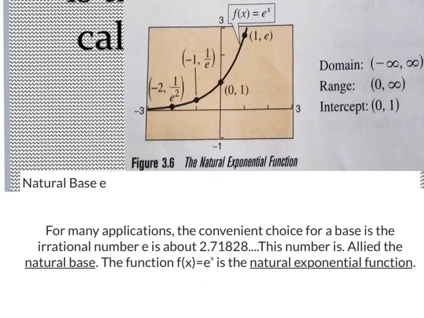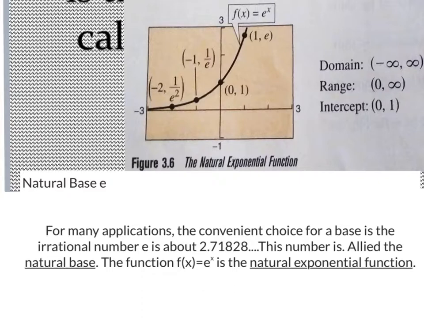So the graph that you see at the top of our page is the graph of the natural exponential function. Its domain is from negative infinity to positive infinity. The range is strictly from 0 to infinity, and it has a y-intercept at (0, 1).